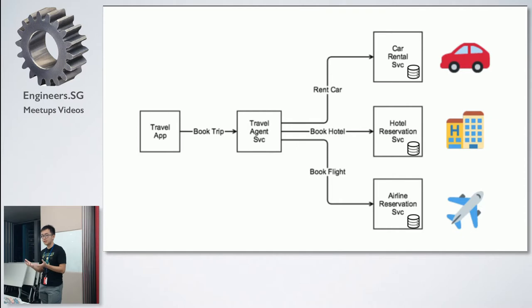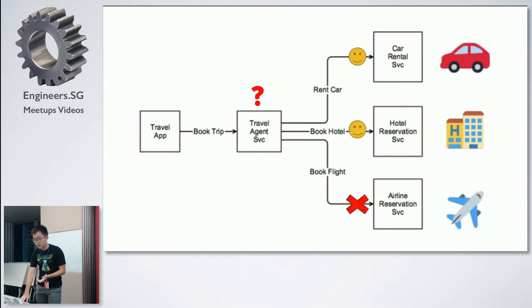Each of those service calls is combined together into a single business process known as booking a trip. But it's not so simple. Let's imagine that two of our calls were completed successfully. The car was booked, the hotel was booked successfully, but the airline service didn't complete the flight booking. So how should we handle cases like this?